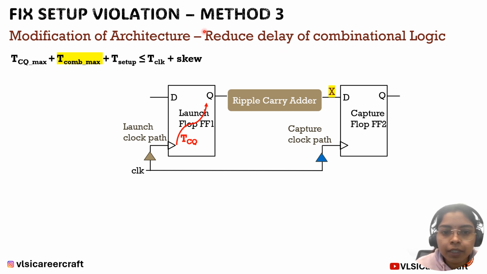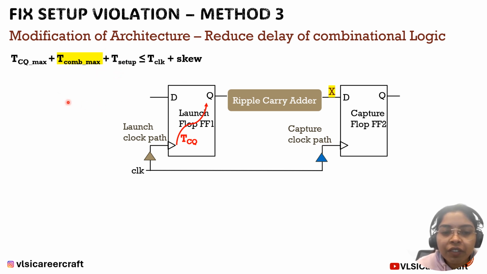Coming to the third method of fixing setup violation, that is modification of architecture. By modifying the architecture, what are we doing? We are reducing the delay of the combinational logic. In the previous two methods, we have increased the skew and we have increased the clock period. So on the right hand side, we already have two methods of fixing the setup violation. But if you observe the left hand side, which we are supposed to decrease in order to satisfy this less than or equal to condition, we target combinational delay.